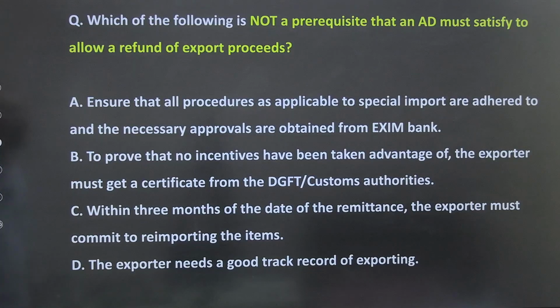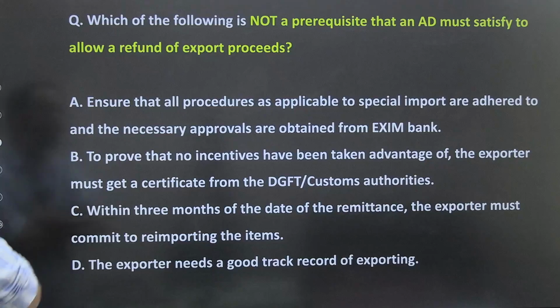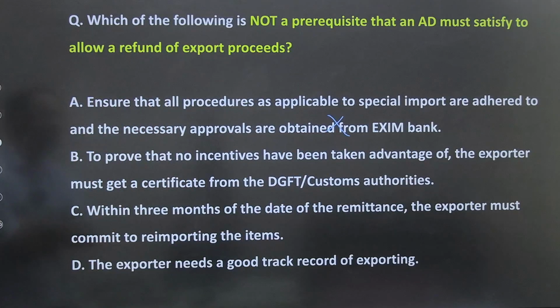Next one. Which of the following is not a prerequisite authorized dealers must satisfy to allow a refund of export proceeds? Ensure that all procedures as applicable to special import are adhered to and the necessary approvals are obtained from Exim Bank. Exim Bank, no, this is the wrong one. To prove that no incentive has been taken advantage of, the exporter must get a certificate from the DGFT or customs authorities. Within 3 months of the date of the remittance, the exporter must commit to re-importing the item. The exporter needs a good track record of exporting.